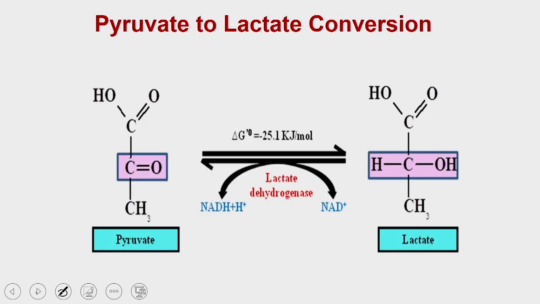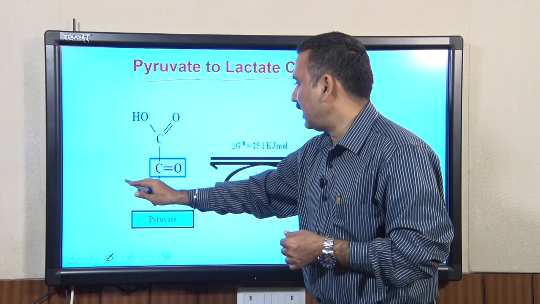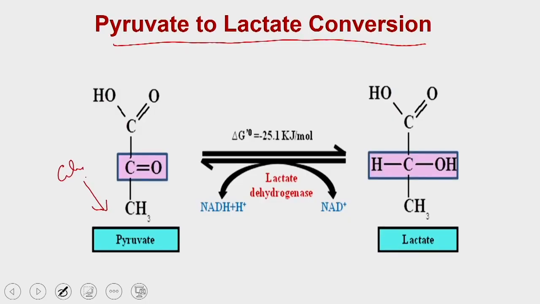Let's start with the first reaction, which is the conversion of pyruvate to lactate. As we said, this pyruvate is generated from glycolysis. From glycolysis, you have utilized the glucose molecule and produced pyruvate. In the absence of oxygen, the pyruvate will not enter the Krebs cycle. Instead, the pyruvate will get converted into lactate or lactic acid. In this process, one molecule of NADH is converted into NAD+, and the enzyme which catalyzes this reaction is called lactate dehydrogenase.